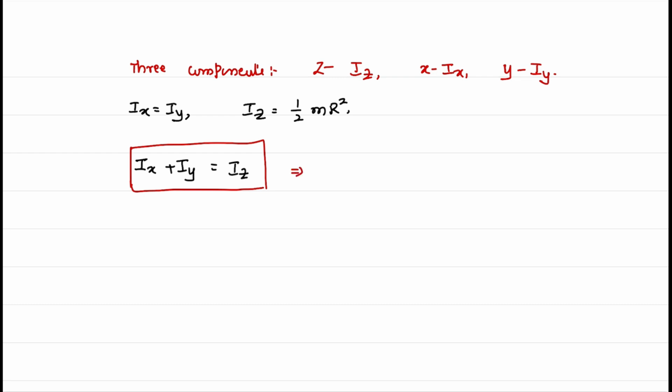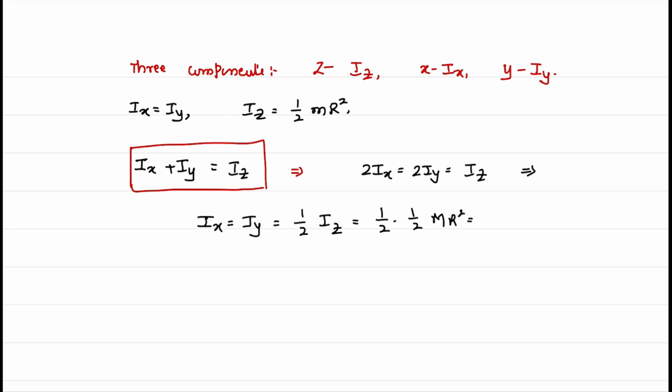Then Ix and Iy are the same because of the similarity. Then 2Ix is equal to 2Iy is equal to Iz. This implies Ix is equal to Iy is equal to half into Iz, that is equal to half into half mr square, that is equal to 1 by 4 into mr square. That means in the x direction, the moment of inertia is 1 by 4 mr square.